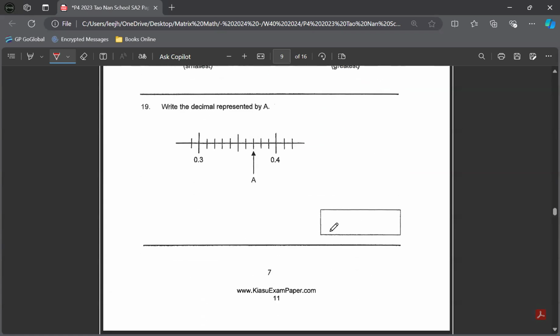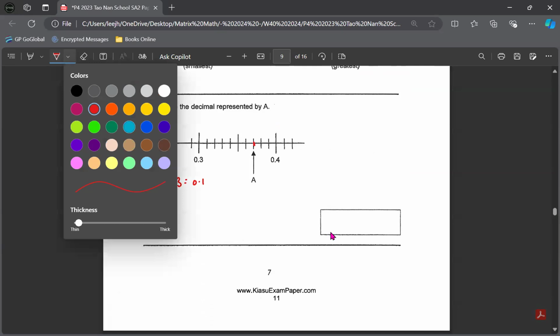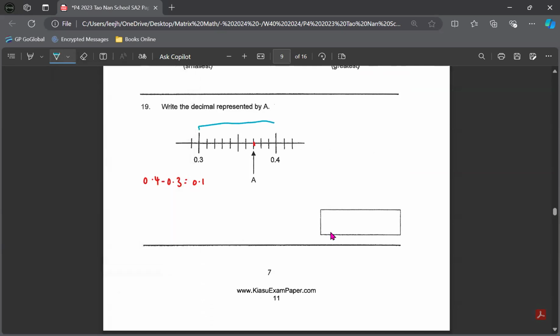Question 19, write the decimal represented by A down here, this one. So if you look at this, this value is between 0.3 and 0.4. So let's look at the difference between 0.3 and 0.4. So 0.4 minus 0.3, difference is 0.1. So that means over here is a 0.1 value. So out of 0.1, you can see that there are actually 10 intervals. So let's look for the value of one interval here. So we take 0.1 divided by 10.